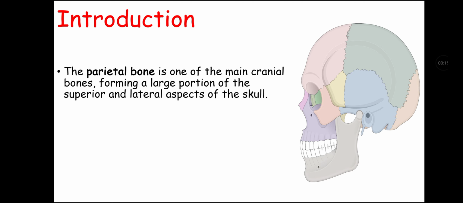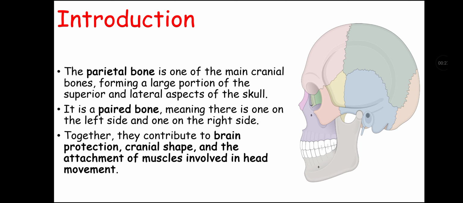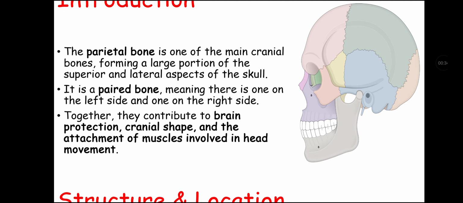Parietal bone is one of the main cranial bones that forms a large portion of the superior and lateral aspects of the skull. It is a paired bone, meaning there is one on each side of the skull, one on the left side and one on the right side. Together they contribute to brain protection, cranial shape, and attachment of muscles involved in head movements.